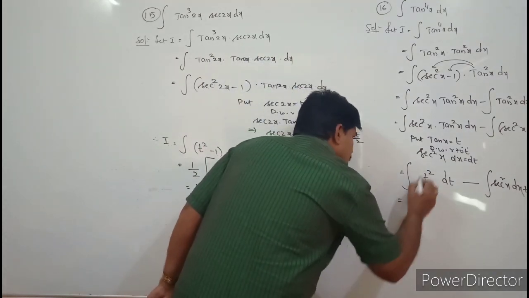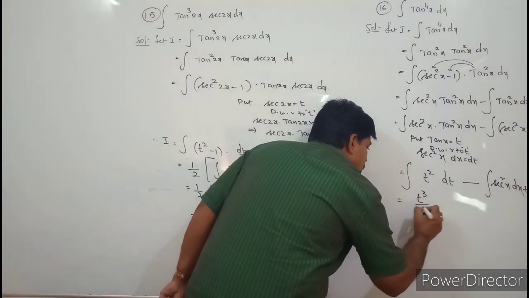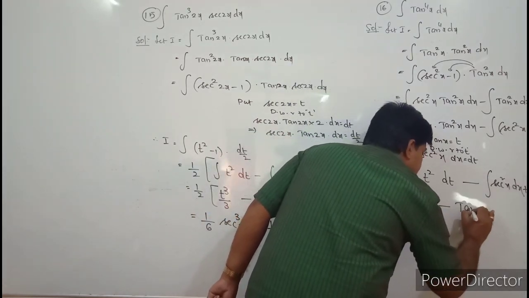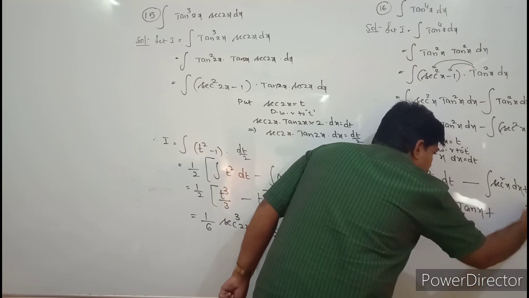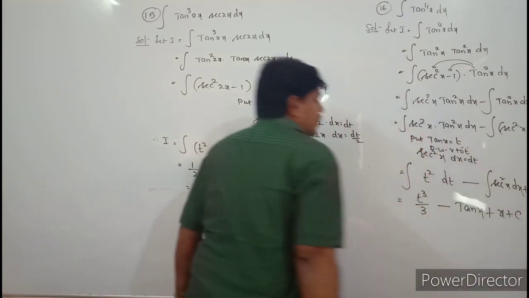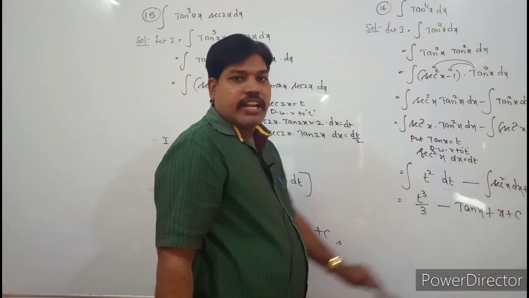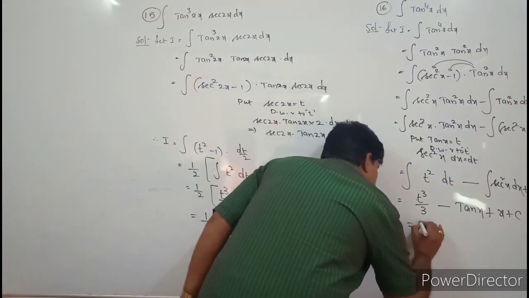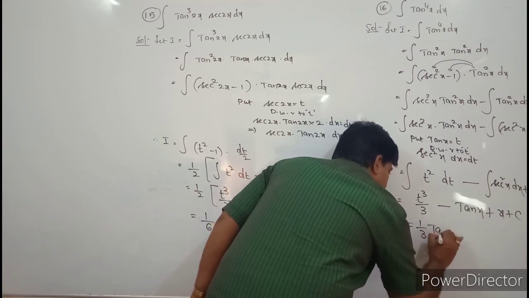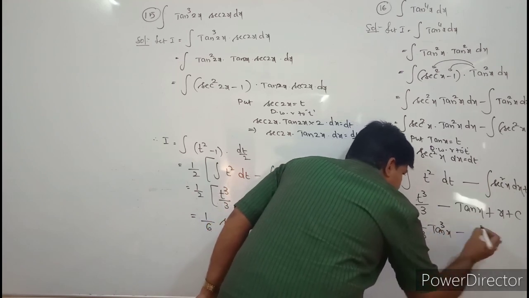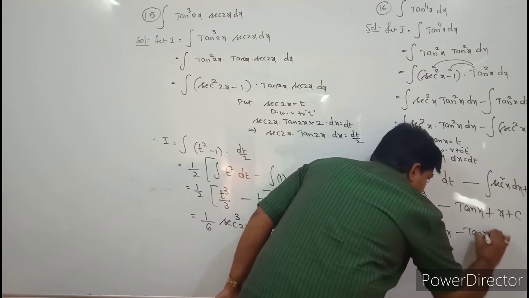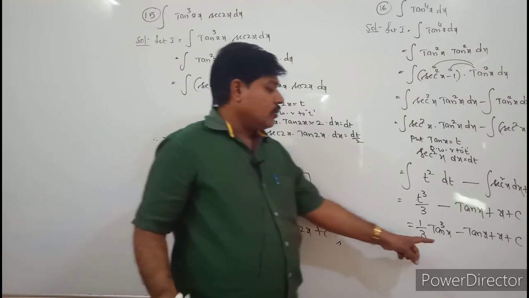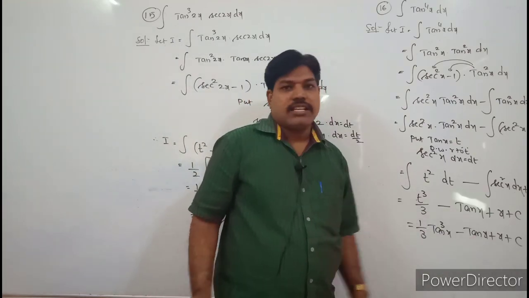So this value is the integral of t square. The integral of t square is t cube by 3, minus the integral of secant square x, which is tan x, plus the integral of 1, which is x, plus c. The integral of t square is t cube by 3. What is the t value? The t value is tan x. Just replace the value, that is 1 by 3 into tan cube x minus tan x plus c.